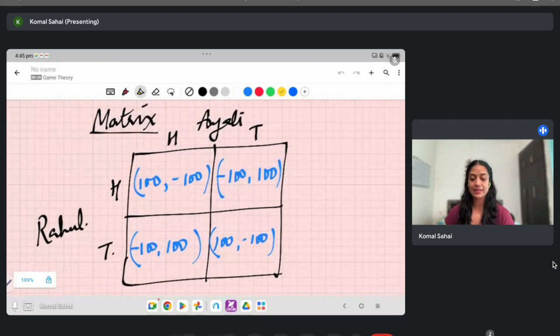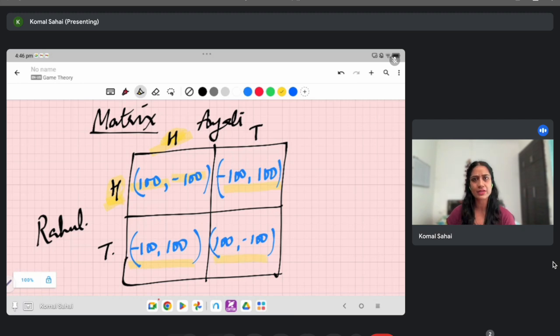So we have seen this kind of a matrix where every block essentially represents the outcome, or the action profile in that particular block, right? So this H is essentially this H, and H specifies that player 1, or Rahul, chooses H, and Anjali chooses H. In this scenario, when there is a match in the coin faces that they show, Anjali gives Rahul 100 rupees, right? So Rahul gains 100 and Anjali loses exactly 100. So this was a zero sum game in which every cell summed up to zero.